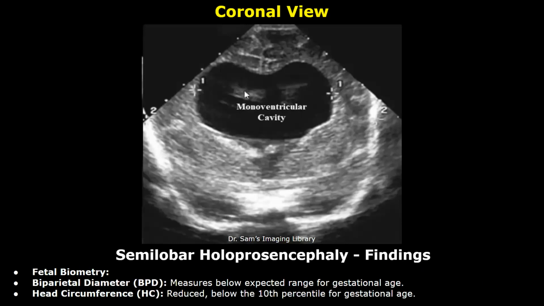These are the findings. BPD measures below expected range for gestational age. HC reduced below the 10th percentile for gestational age.